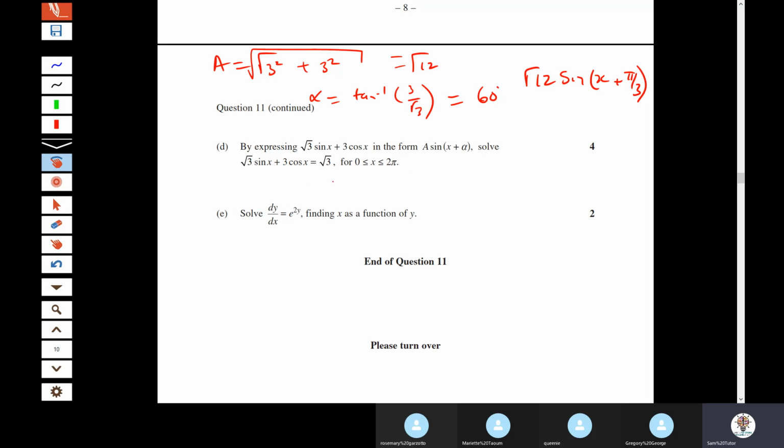And then solve. So √12 sine x plus 60 degrees equals √3. With me? Yeah. √3 divided by √12 and then inverse sine. √3. What about you? Sorry? Which part? I don't know too. That's what I'm asking you. X plus 60 equals 30 degrees. Which part?